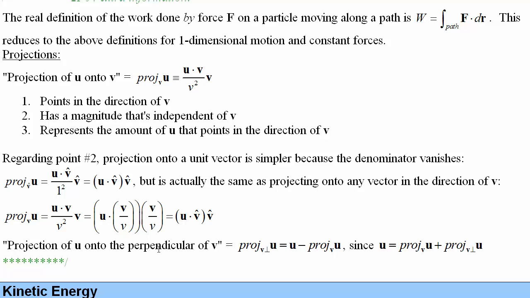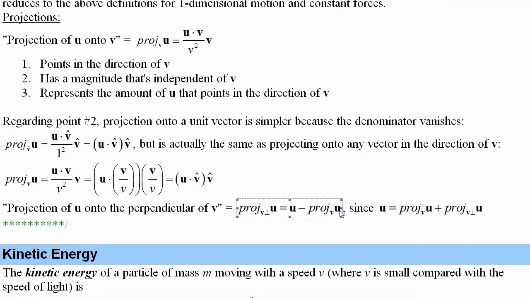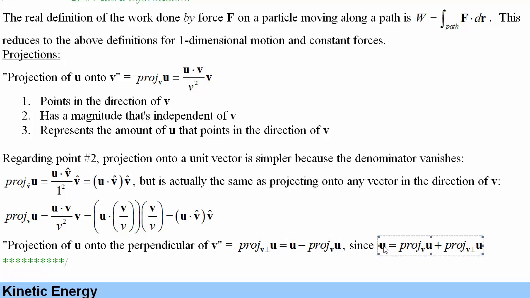The projection of u onto the perpendicular of v, sometimes we'll need this as well, and this would be projection of u onto v perp, written like that, pronounced projection of u onto v perp, and it's from a triangle, just u minus the projection of u onto v, since u must equal its projection onto v plus its projection onto the perpendicular to v.